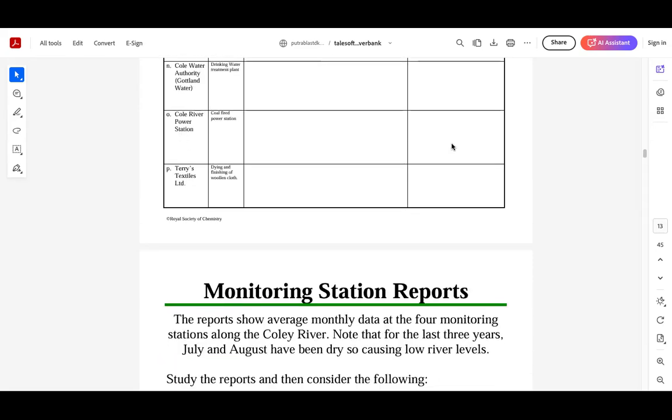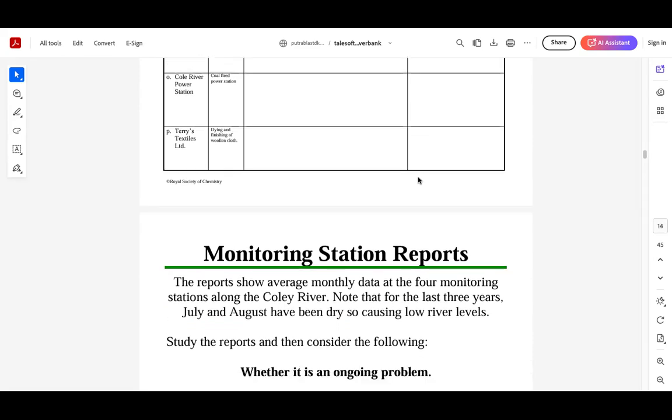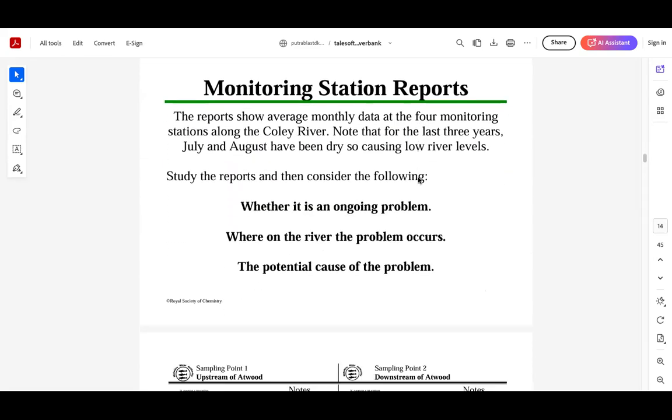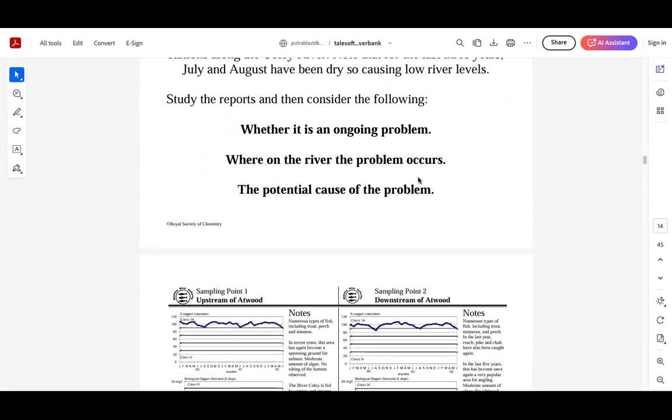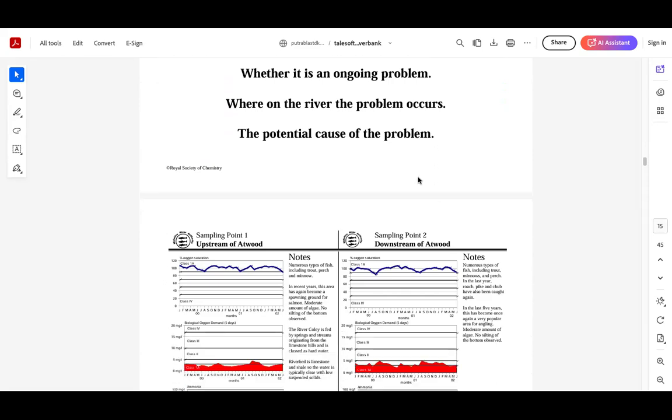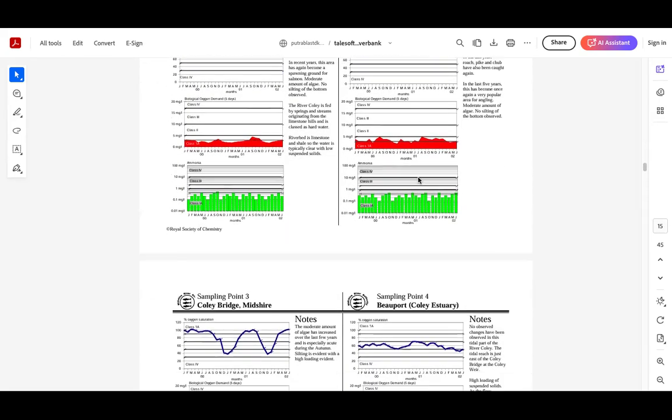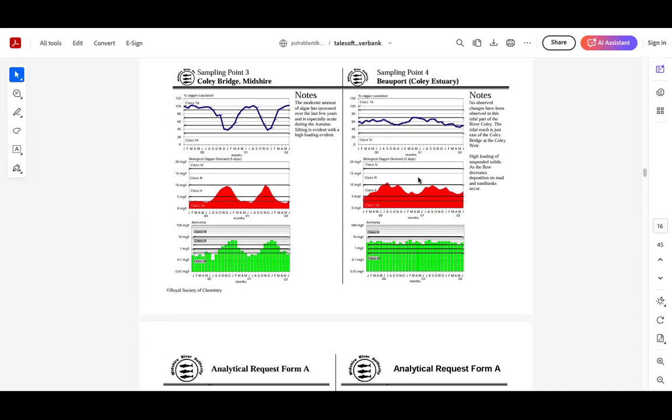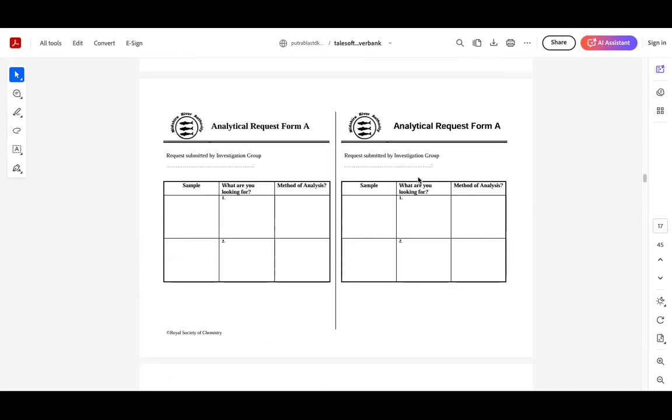This will be your supporting information to justify the task that you need to do. So this is the same task: whether there is a problem, where it is happening, and who's the culprit. These are some additional information.